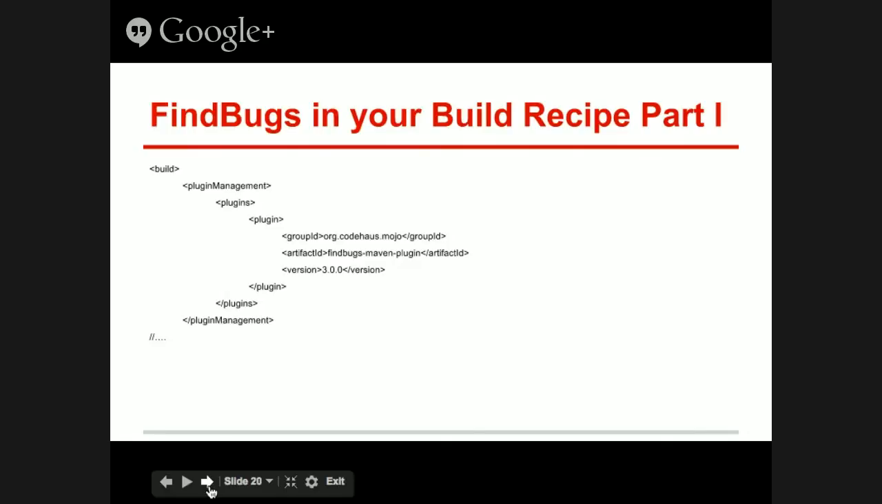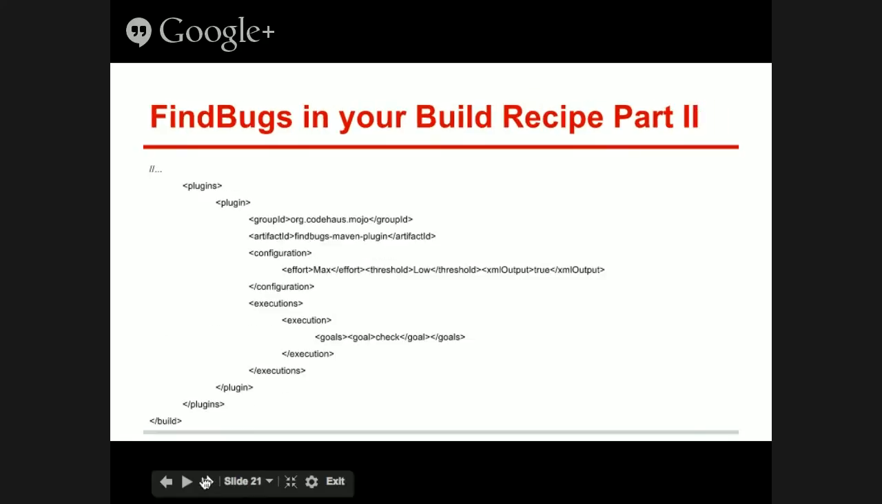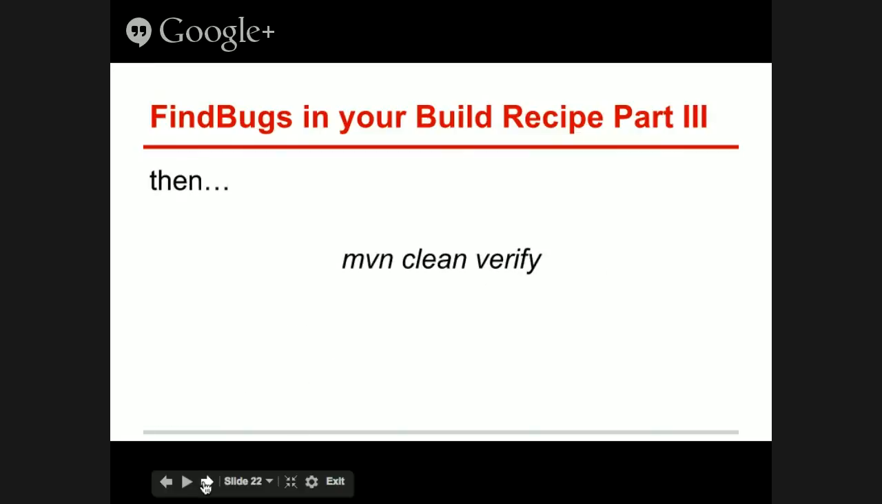By adding, well, you should manage the plugin. That's part one of the recipe. Then you have to add the FindBugs Maven plugin, telling it to run with effort max, threshold low, XML output true, the goal check. And then when you do Maven clean verify or Maven clean install, it'll automatically invoke FindBugs for you.